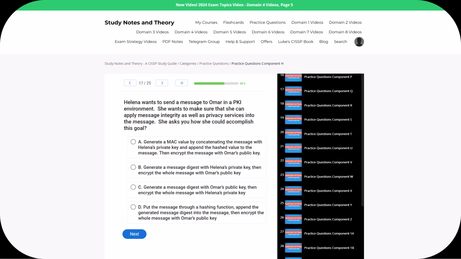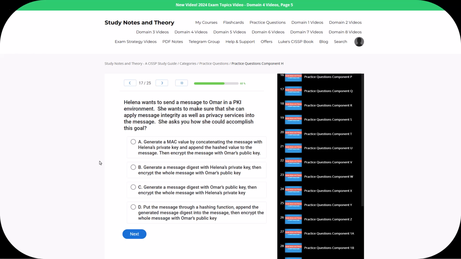Helena wants to send a message to Omar in a PKI environment. She wants to make sure that she can apply message integrity as well as privacy services to the message. She asks you how she could accomplish this goal. So if she wants to send a message and apply integrity, I know it's going to be something to do with hashing or message digest or integrity services like that. And because it's in a PKI, I also like to think that it has to do with digital signatures, because digital signatures involve integrity, authentication, and non-repudiation.